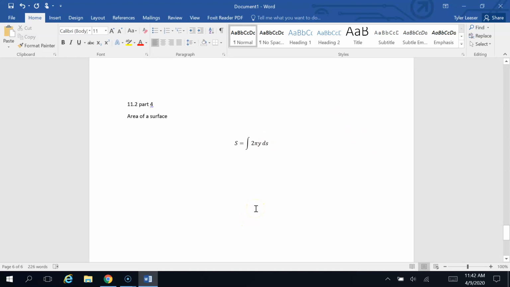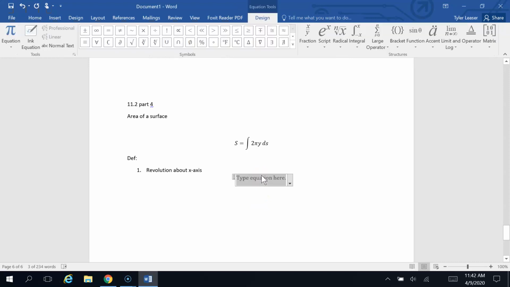Okay, I'm not going to bother with doing what we did in the last video with all the partitions and writing it all out. I'll just give you the formulas. There are 2 different ones. If you have revolution about the x-axis, then your formula is this.